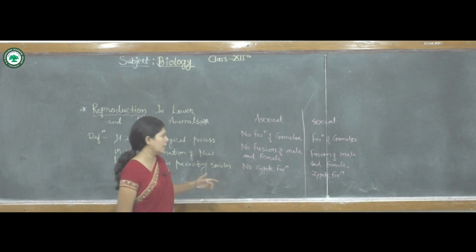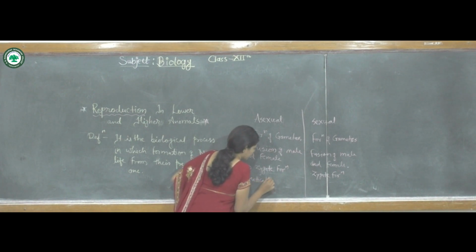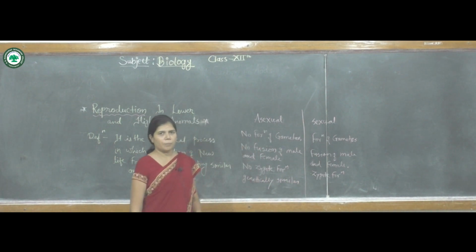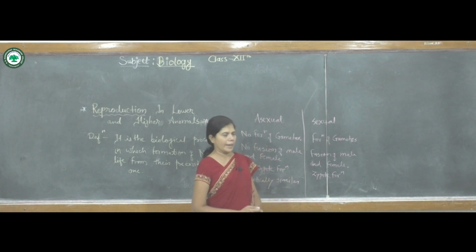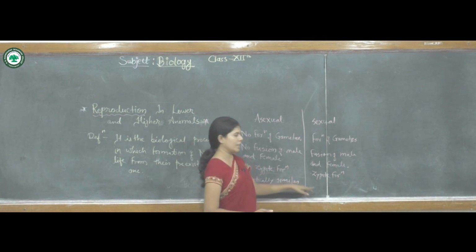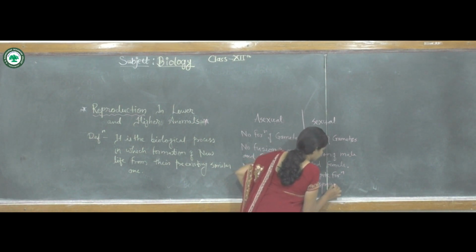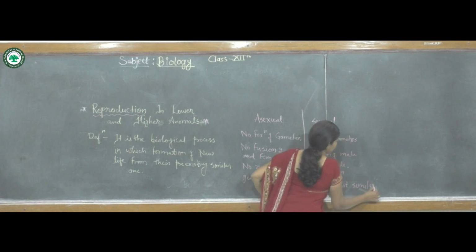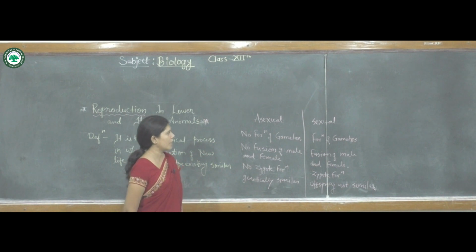Again, in the asexual method, the progeny is genetically similar to their parents. But in the sexual method, the progeny is genetically dissimilar from their parents, meaning the progeny or offspring is not genetically similar. These are the differences between asexual reproduction and sexual reproduction.